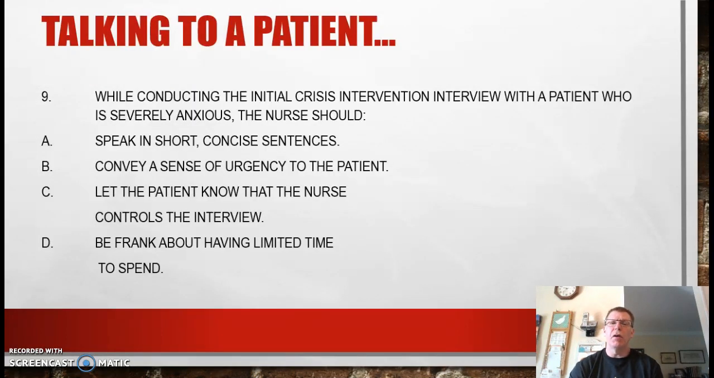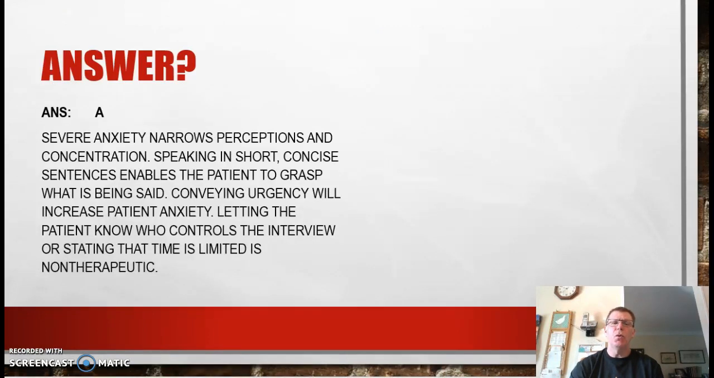Okay, another one relative to talking to a patient. You could say nurse-patient relationship, and not so much the communication skills, but the context of the relationship. While conducting an initial crisis intervention interview with a patient who is severely anxious, so high anxiety, the nurse should, how would you frame your language relative to tone and rhythm? And it would be A. So you want to speak in very short, concise sentences, very black and white, very concrete, but in a calm tone. And too, you've got to keep yourself together when a patient's really anxious.